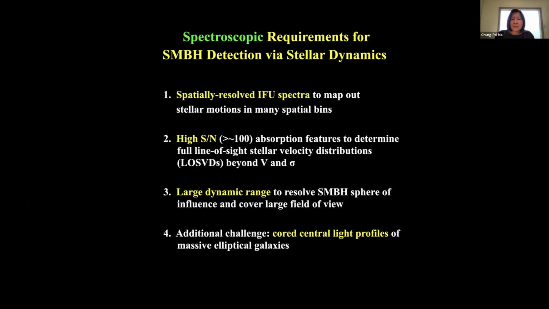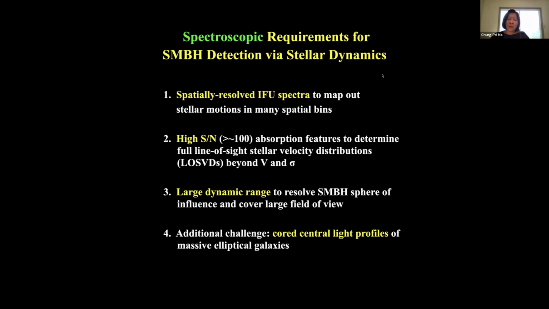And we also need spectroscopy for not just within the sphere of influence of the black hole, but out to probably about one effective radius of the galaxy, because a lot of the stellar orbits could be highly eccentric orbits, so they could travel to large distances. So to constrain the model, we want a large spatial dynamic range as well.